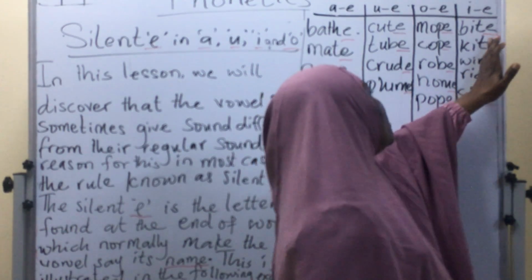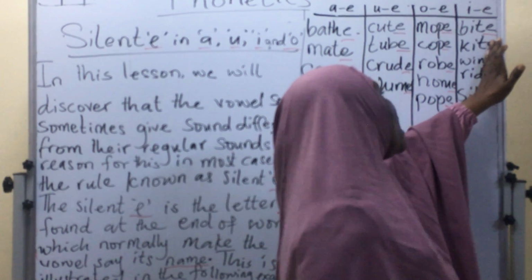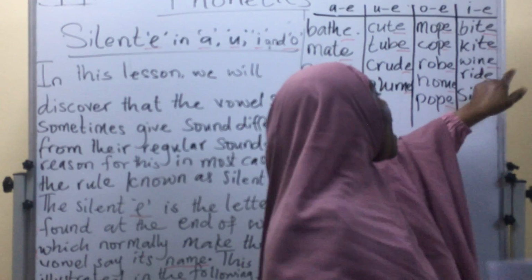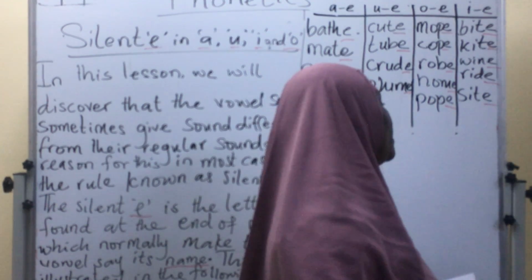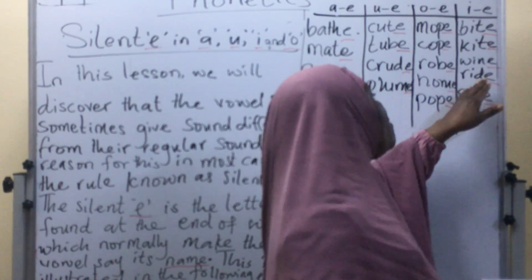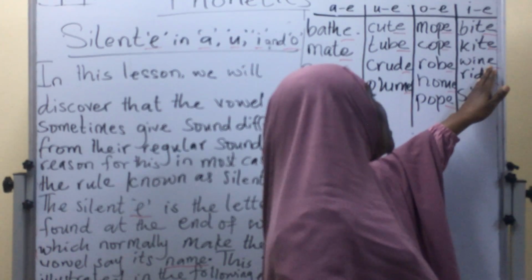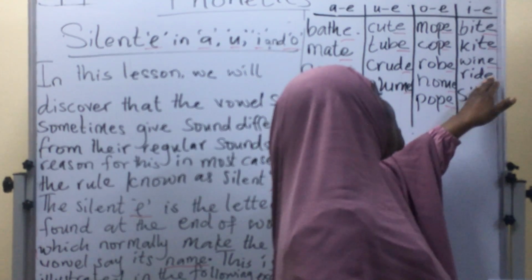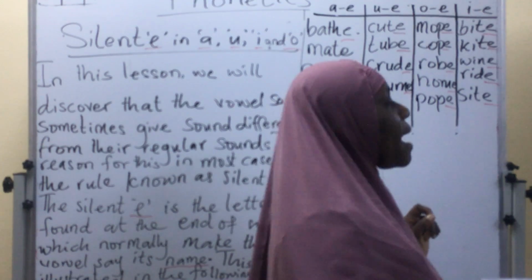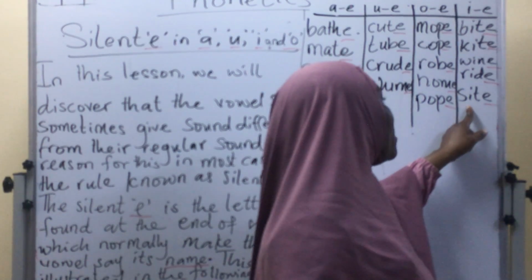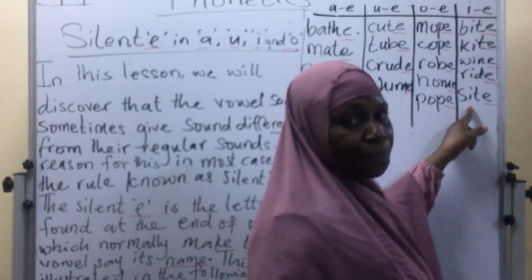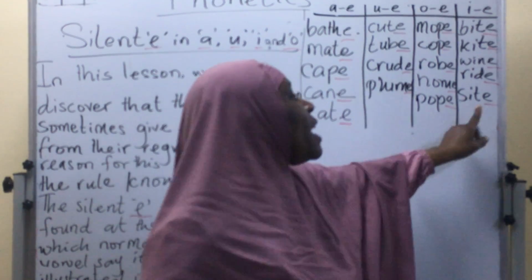Then the next one here, we have win. With the E, we have wine. This one too, we have rid without the E. If you add the E, it becomes ride. And the last one, sit. If you put the E, we have site.